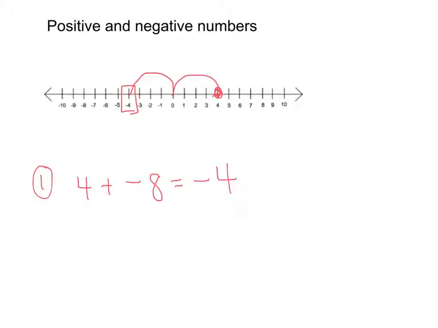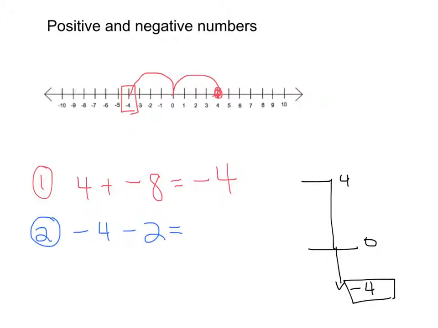You can also think about it like an elevator, where let's say you start on the 4th floor of a building, and you want to go down 8 floors. That means you go all the way to the ground floor, and you have to go 4 more levels underground. So you're at negative 4. So either method of thinking is great. It's basically the number line either way.